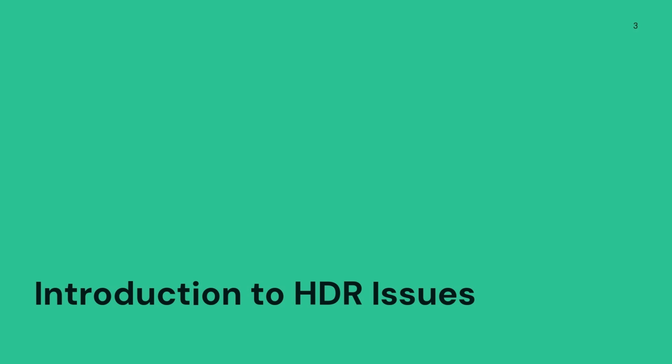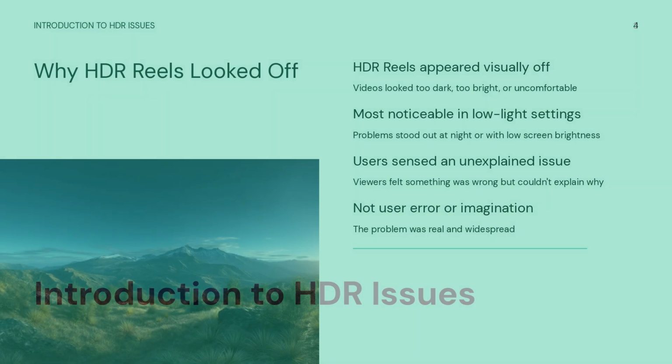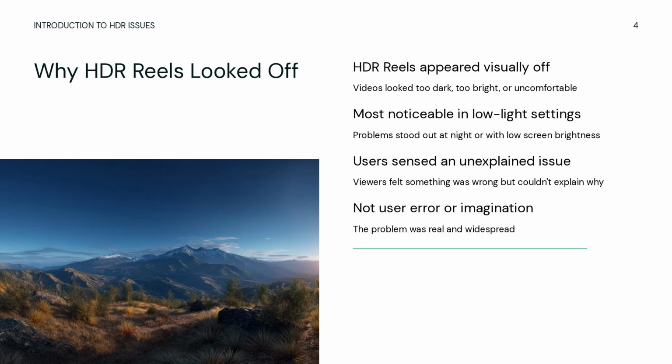HDR support already existed on Instagram, but the viewing experience was inconsistent. Users noticed something was wrong even though HDR was technically enabled. This made the problem difficult to diagnose and easy to underestimate. HDR reels often looked incorrect. Some videos appeared too dark, others looked too bright. Many felt uncomfortable to watch. The problem was most noticeable in low-light environments, especially at night. Users couldn't explain the issue clearly, but they could feel it. And that confirmed the problem was real and widespread.